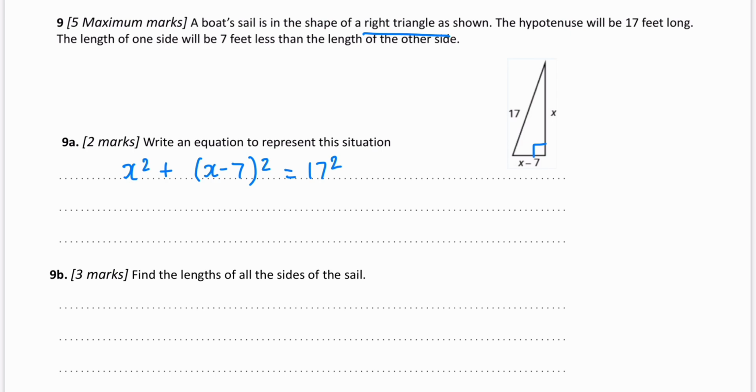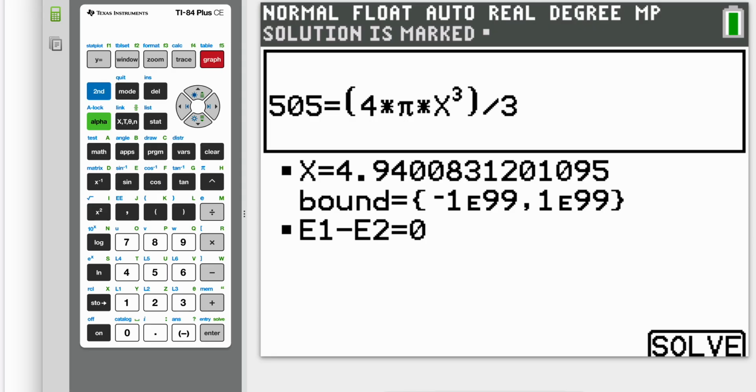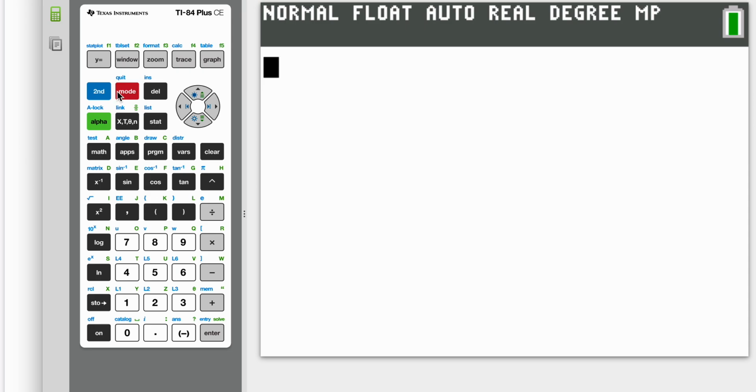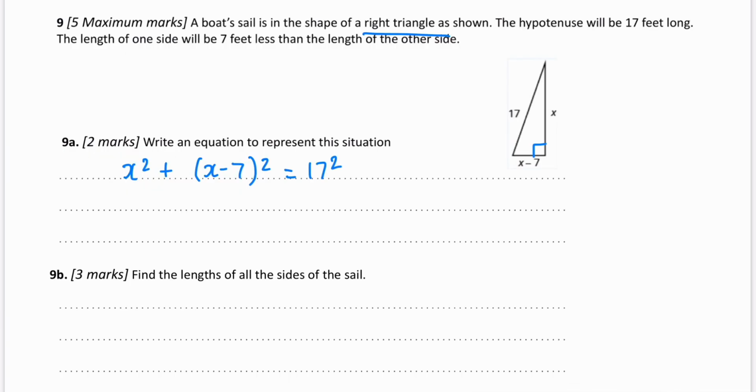And then the second part of the question says find the lengths of all sides on the sail. So for this, we're going to need our calculator. So if we come out of whatever we're in, the easiest way of doing this is either to graph it using our polynomial solver or to graph it and then find the zeros. So either of those methods would be fine.